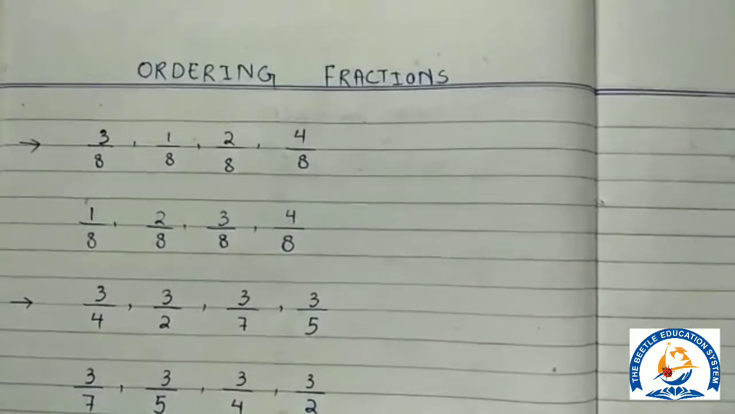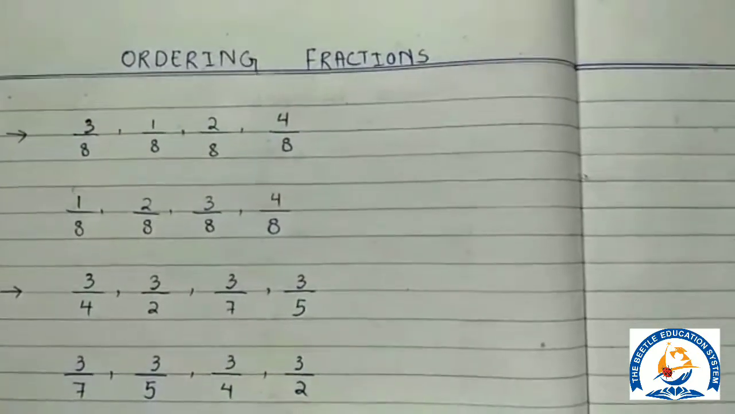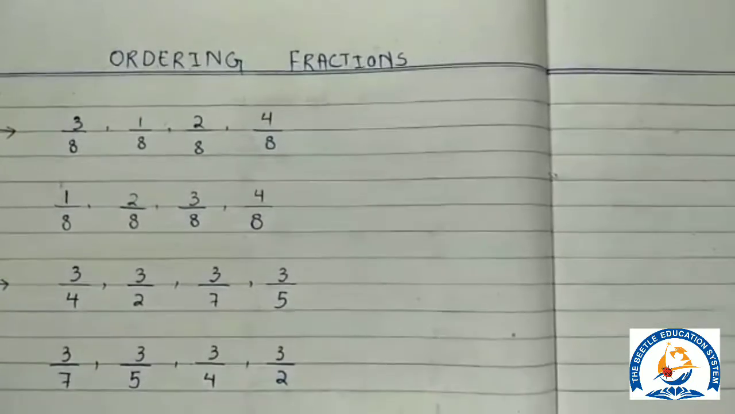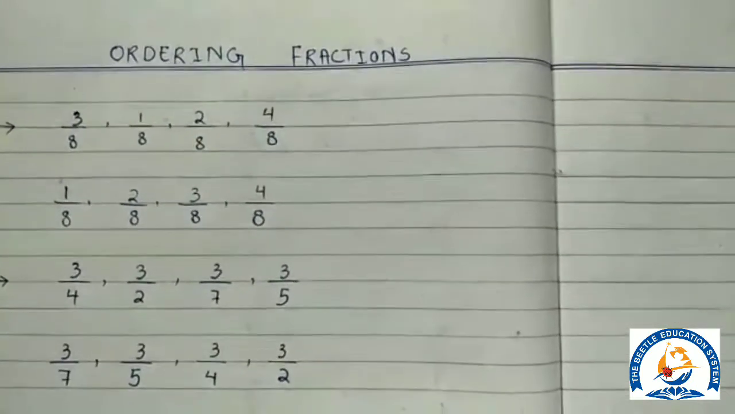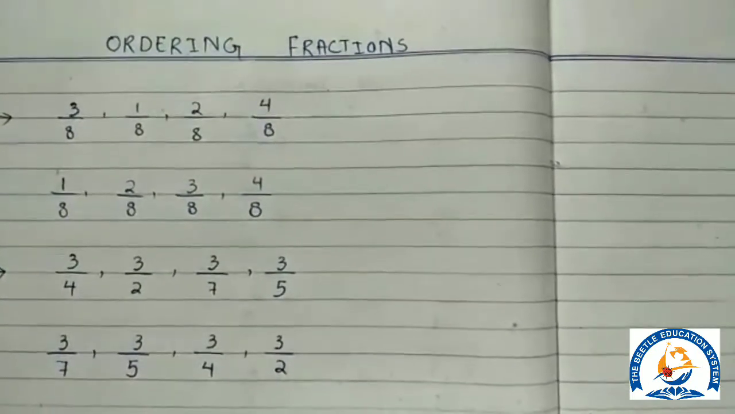In this video, we will learn to order the fractions. It is very simple. We will order these fractions into ascending order. Ascending order means smallest to greater and then greatest number.